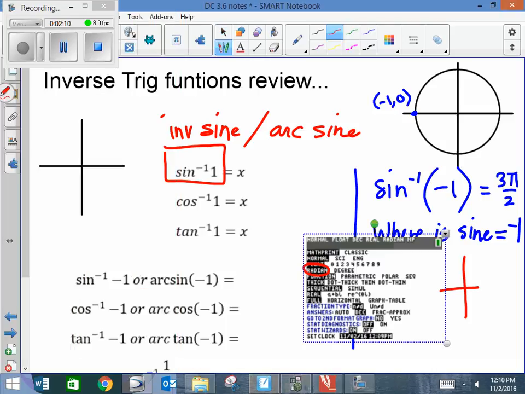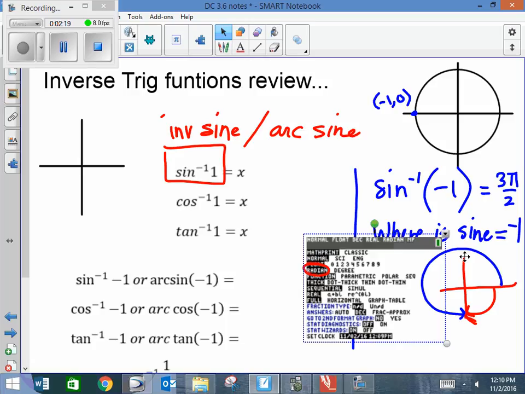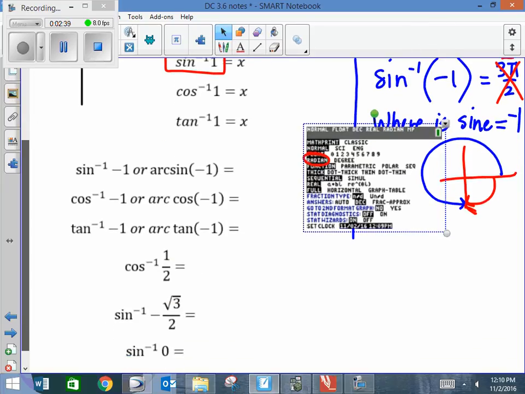-90 goes like this, little guy right here. 270 goes like this. Okay, they land in the same place, but you know we can think of 1,000 different names for that same angle, right? So, there is one answer. It's not 3 pi over 2. What is it? -pi over 2.